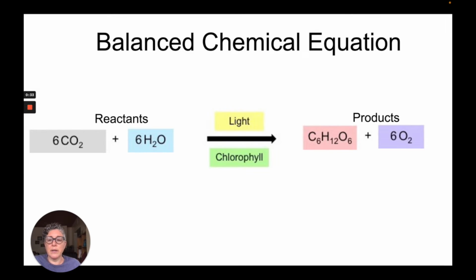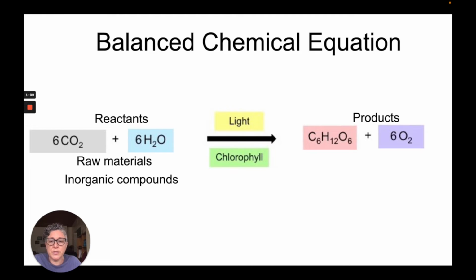And so our carbon dioxide is CO2. Our water is H2O. Those you already know. Glucose, which may be new to you, is C6H12O6, and oxygen is O2. So really, I think the only new chemical formula here that you need to learn is glucose.